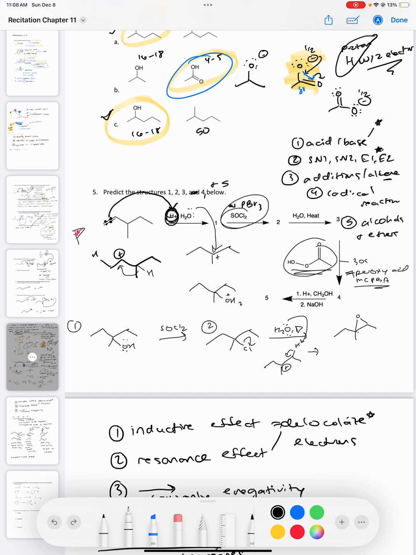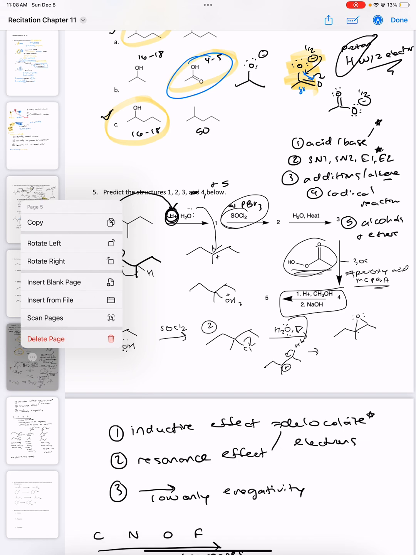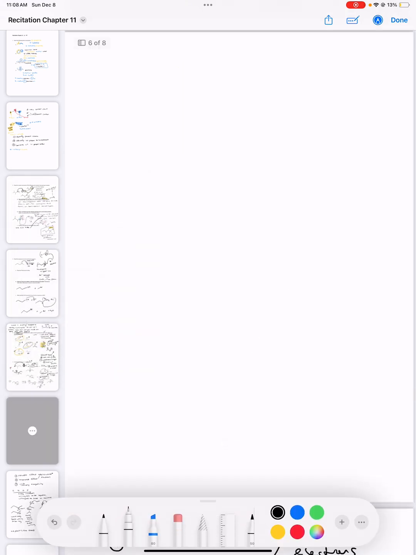So that doesn't matter as much. But the next step for ring that we have here with epoxide is we learn 2 ways to open an epoxide. I'm going to add a page here. We learned 2 ways to open epoxide. One is acid catalyzed and one is base catalyzed.